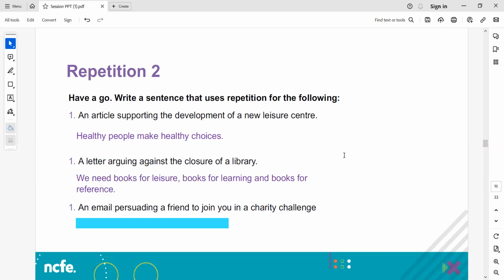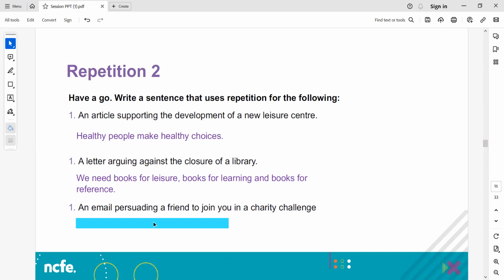So the next one is a letter arguing against the closure of a library. We need books for leisure, books for learning, and books for reference. So what's the repetition in this sentence? Books. So good. So it's the closure of a library. So it's just books, books, books. They're just repeating the importance of books, and that has the impact.